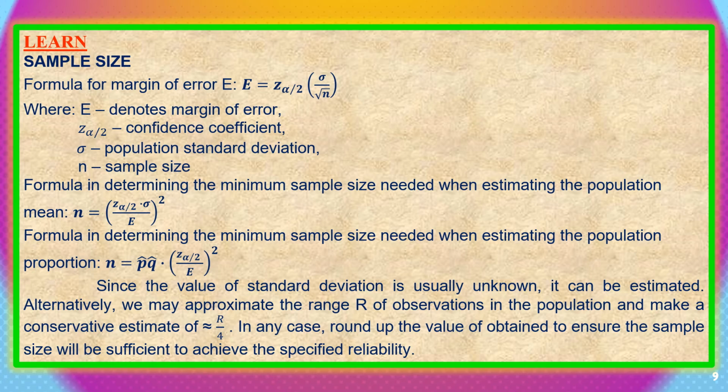Since the value of the standard deviation is usually unknown, it can be estimated. Alternatively, we may approximate the range of observation in the population and make a conservative estimate of R over 4. In any case, round off the value of n obtained to ensure the sample size will be sufficient to achieve the specified reliability.